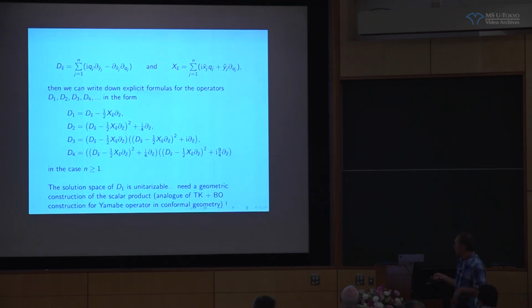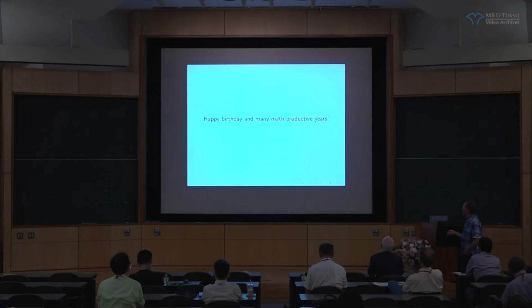So in the same sense as Toshi, together with Bang, in a series of articles many years ago, constructed the scalar product on the solution space of the Yamabe operator in conformal geometry, it is desirable to construct the corresponding unitary structure, a scalar product, on the solution space of this operator. I don't know how, I mean, in a geometric way, not an algebraic way, but geometrically. So this is probably the next page.